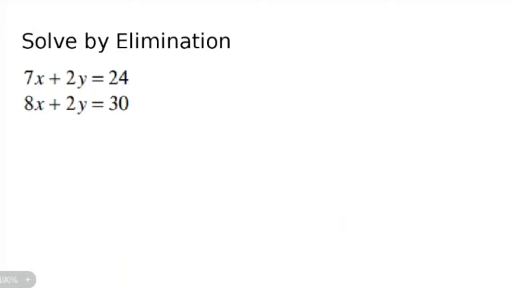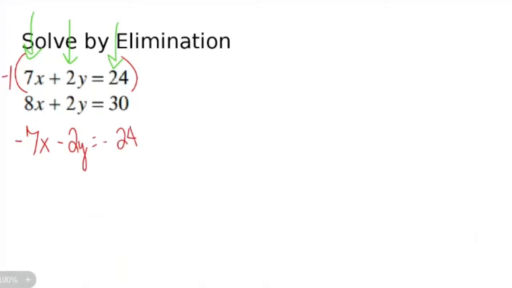Oh, all right. Oh, look, everything's lined up again. Those two y's are the same. Oh, but no. I want one of those y's to be negative. So this is what I'm going to do. In order to turn that y into negative, I'm going to multiply the entire top by negative 1. Why? Because then I'll have a 2y on the bottom and a negative 2y on top, and they'll eliminate. That's the point, elimination. So if I multiply the top by negative 1, positive 7x becomes negative 7x. Positive 2y becomes negative 2y. Positive 24 becomes negative 24. If I rewrite the bottom equation, 8x stays 8x, 2y stays 2y, and 30 stays 30.